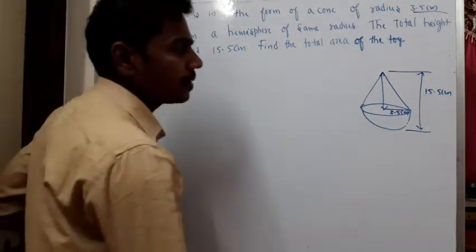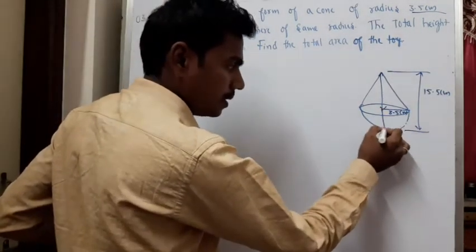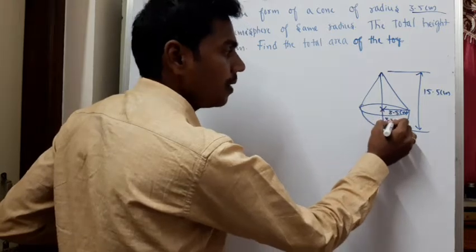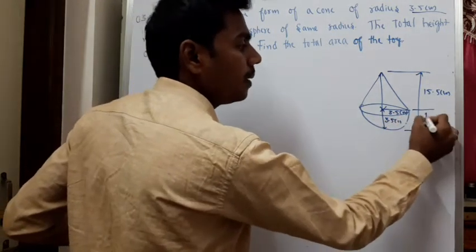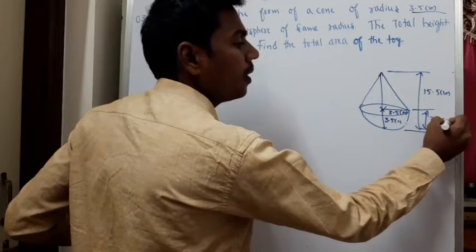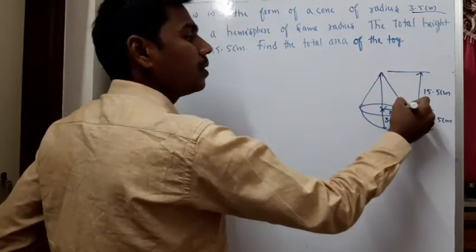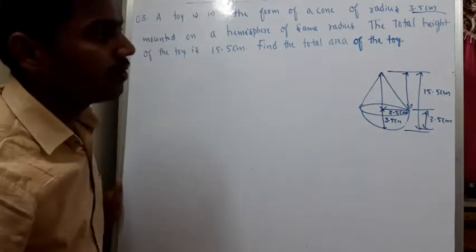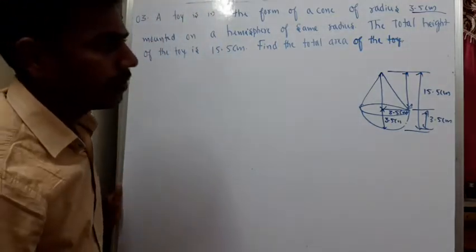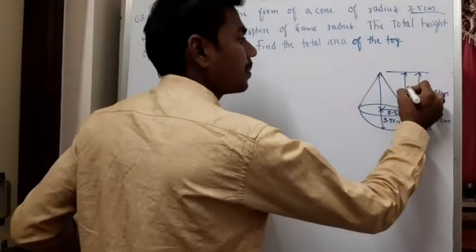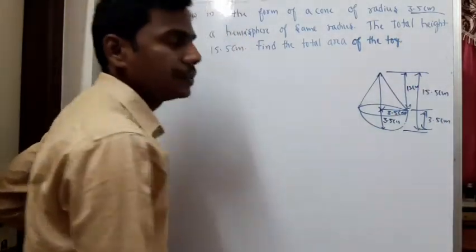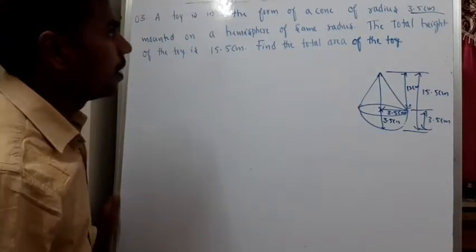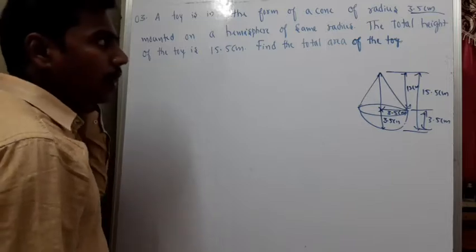So similar to the previous question, this is the radius. This will also be equal to the radius, that is 3.5 centimeter. This will be equal to 3.5 centimeter. Then what will be the height of the cone? The height of the cone will be 15.5 minus 3.5. Remove 5, 15 minus 3 is 12 centimeter. Any confusion here?